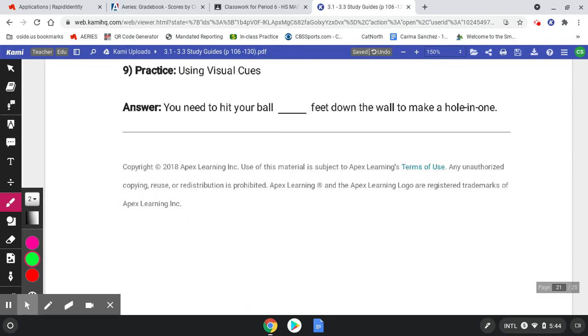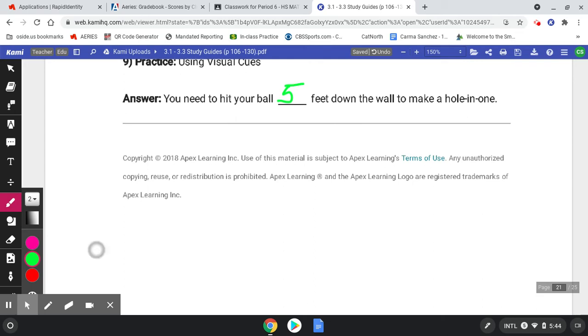Okay, so what's the answer to my question? We need to hit the ball 5 feet down the wall in order to make the hole in one. That's where it's going to bounce off the wall and hit right into the hole in one.